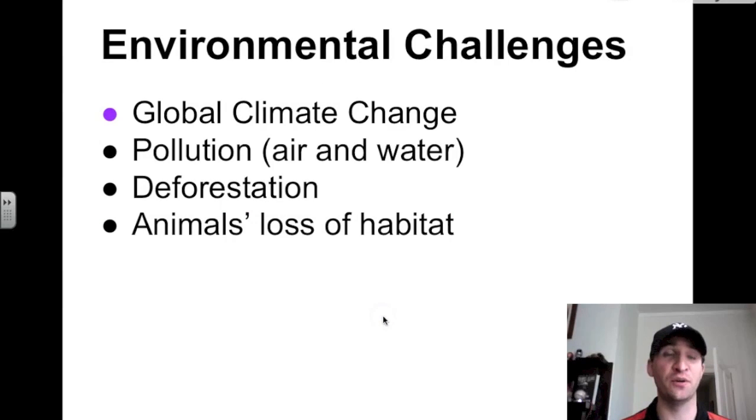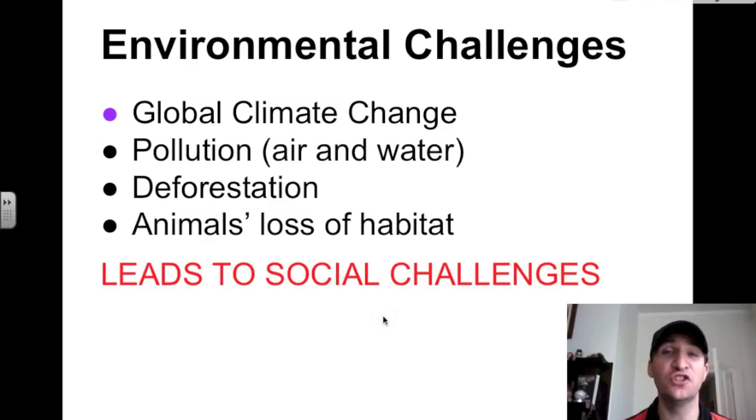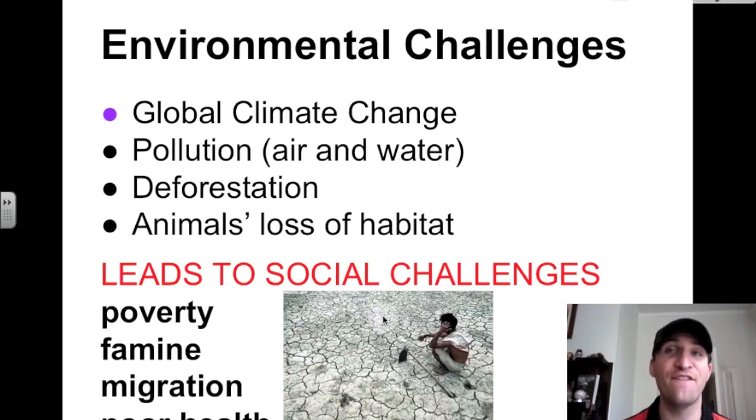So, in a nutshell, to review, the 4 environmental challenges: global climate change, pollution, deforestation, and animals' loss of habitat. These 4 lead to social challenges. People are affected by the environment. How? Well, these are 4 negative challenges: poverty, famine, migration, and poor health.